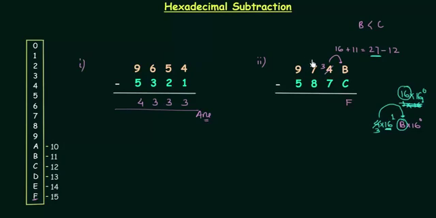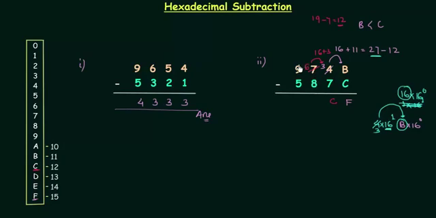3 minus 7, we again have to take borrow. 16 is the borrow. 16 plus 3 is 19, and 19 minus 7 is equal to 12, and we represent 12 by C. So we have C here. As 7 has given the borrow, we have 6.